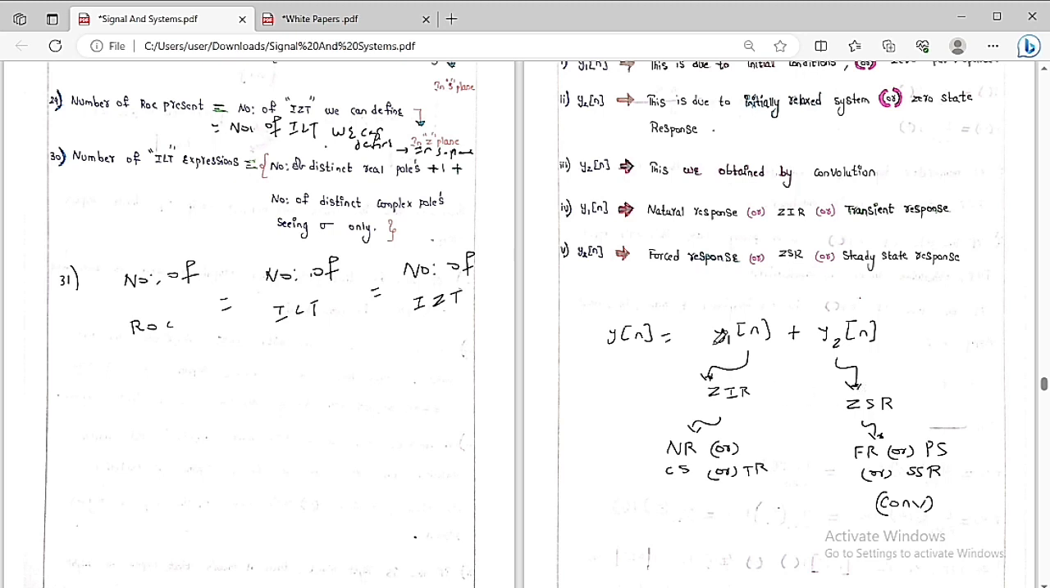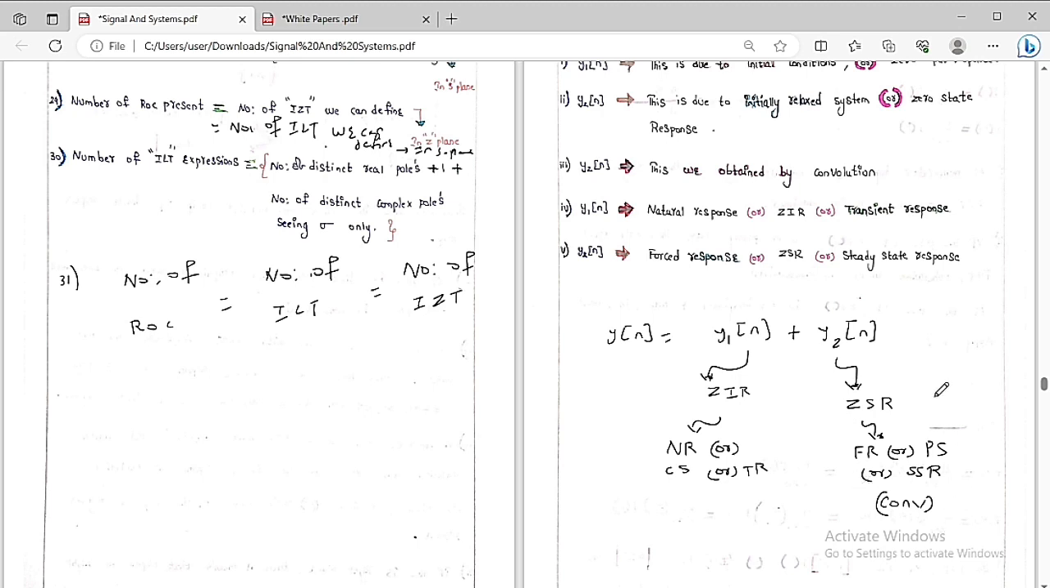So finally, I can say only one thing. y of n is a summation of y1 of n and y2 of n, where y1 of n is called the zero input response and y2 of n is called the zero state response. The zero input response means the input is zero, so because of non-zero state variables, we get the output. Whereas for y2 of n, the input is not equal to zero, but the state variables are zero, and because of the non-zero input, we get the output. So this is also called the natural response, or transient response, or complementary solution. Whereas this is called the forced response, or the steady state response, or the particular solution.